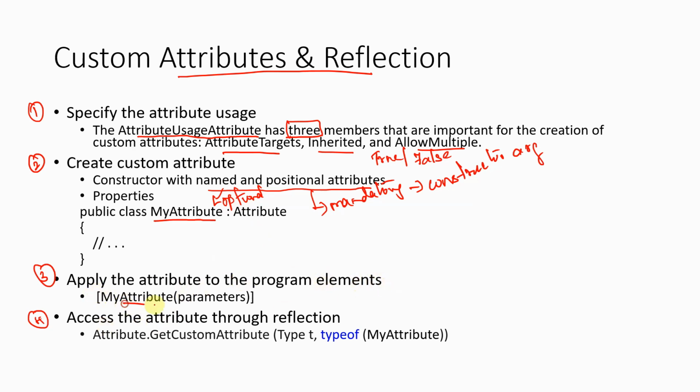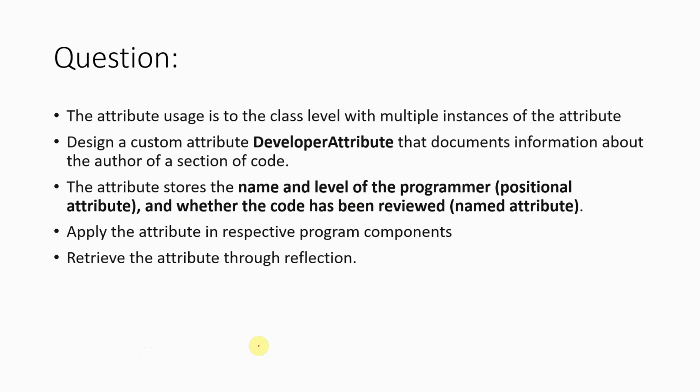The attribute you created, along with the parameters, you apply before the particular programming element that you have targeted. And the last step is accessing the attributes through reflection. To access them, we need to know the type of the programming component. Along with the type, we have a method called GetCustomAttributes, to retrieve all the custom attributes during runtime by using the reflection concept.